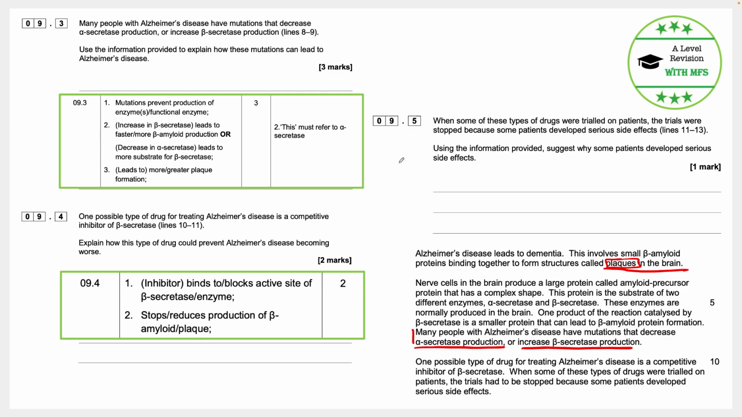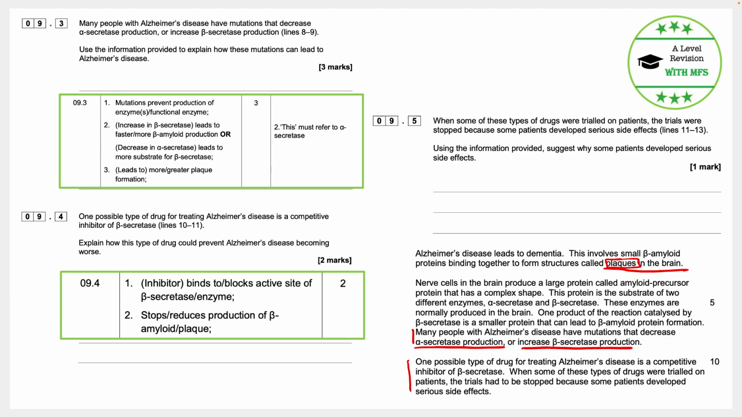Final question. When some of these types of drugs were trialed on patients, the trials were stopped because some patients developed serious side effects. Using the information provided, suggest why some patients developed serious side effects. Now, we're given that information in this last paragraph, but it doesn't really give us why they developed those serious side effects, or even any hint as to why. So this is a fully application question, and you will have to think to yourself, well, what's happened?